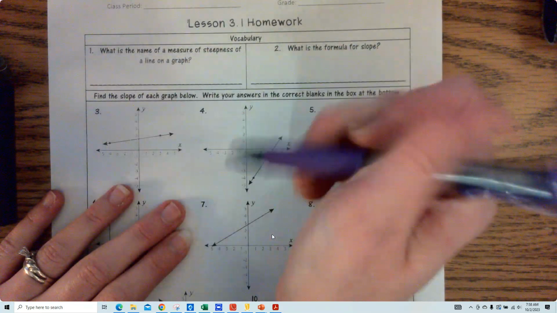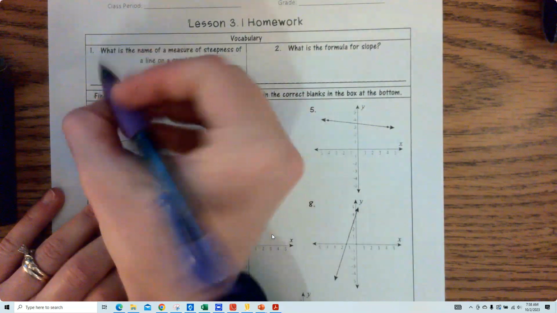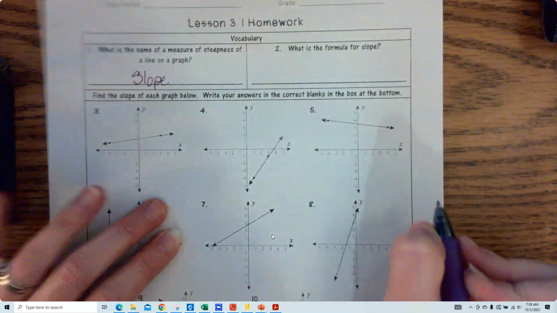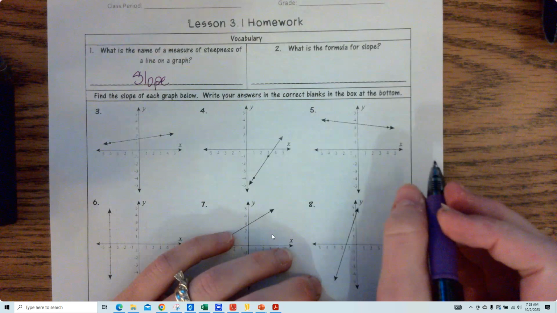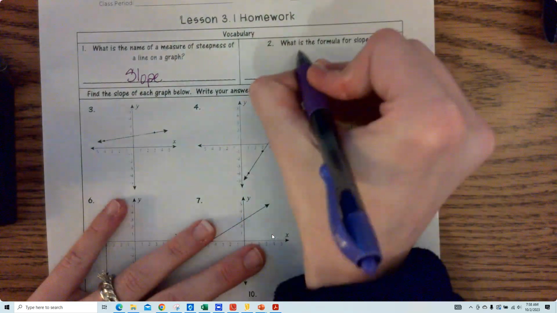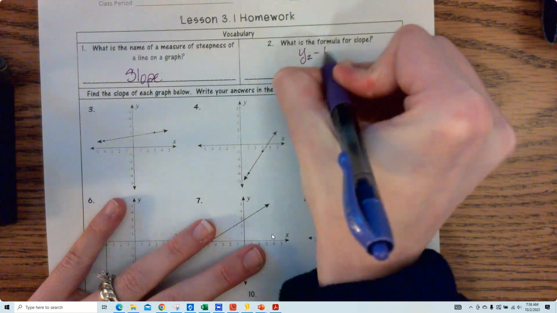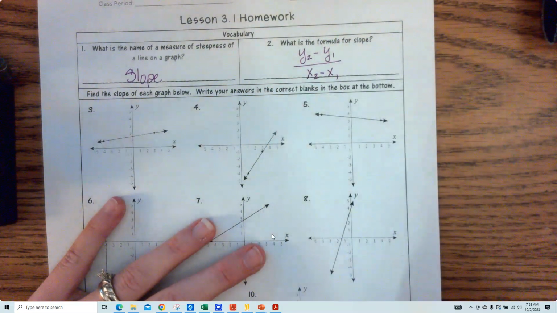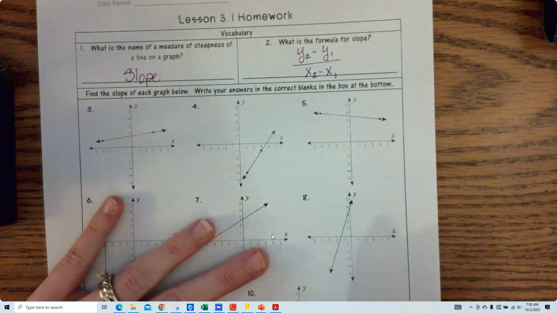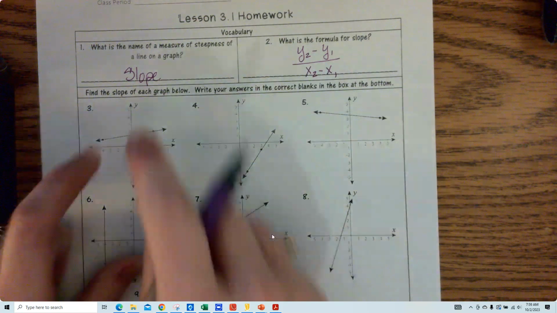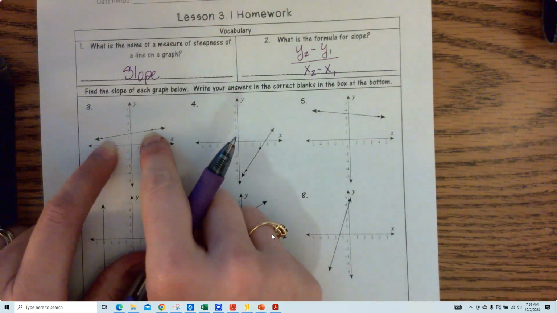So number one, what's the name of a measure of steepness of a line on a graph? That's the slope of the graph. The formula for slope, if you do it by hand, is y2 minus y1 over x2 minus x1. We've got some tricks though. From a graph is the easiest way to do slope. You find two nice pretty points and you count the rise over the run.